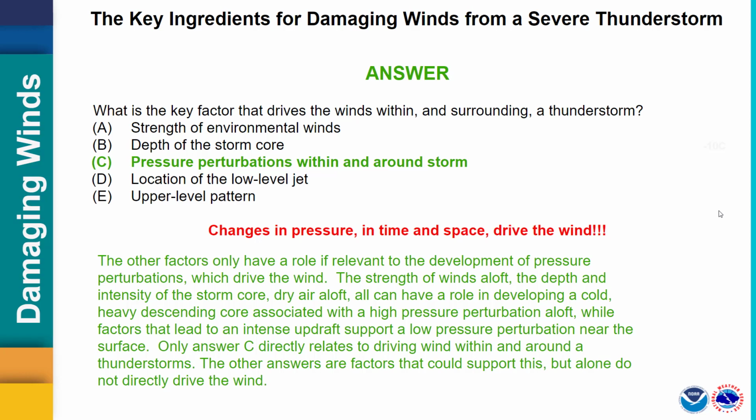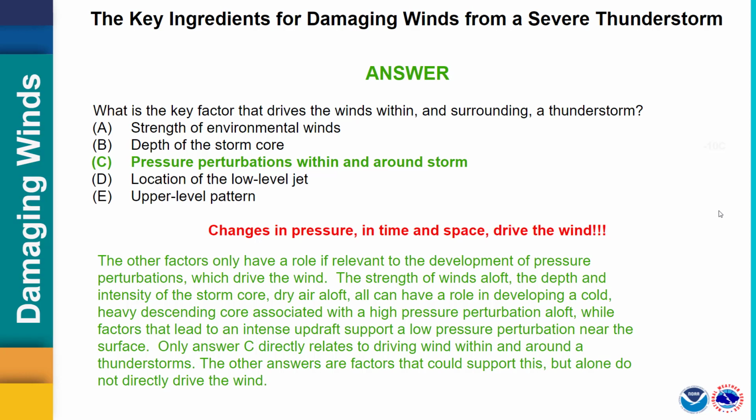The strength of winds aloft, the depth and intensity of the storm core, having dry air aloft, all can have a role in developing a cold, heavy descending core associated with a high pressure perturbation aloft, while factors that lead to an intense updraft support a low pressure perturbation near the surface. So only answer C directly relates to driving wind within and around a thunderstorm. The other answers are potential factors that could support this, but alone do not directly drive the wind.